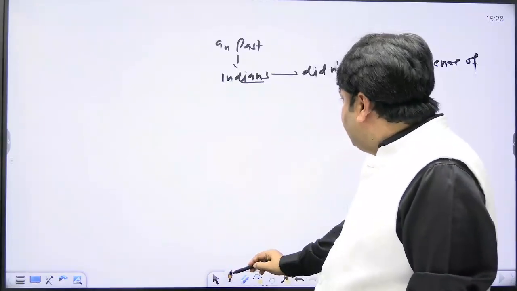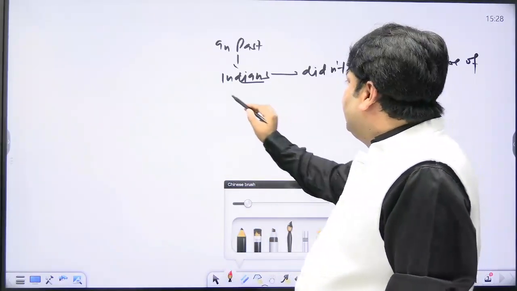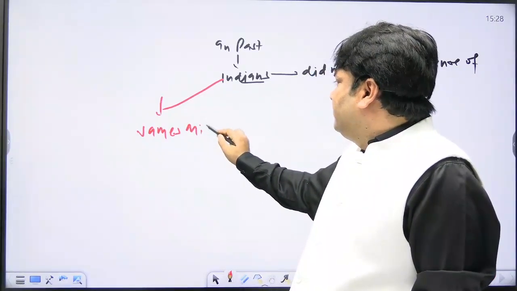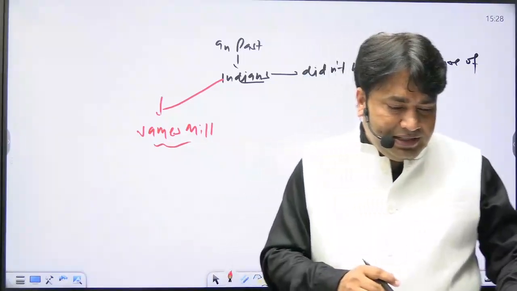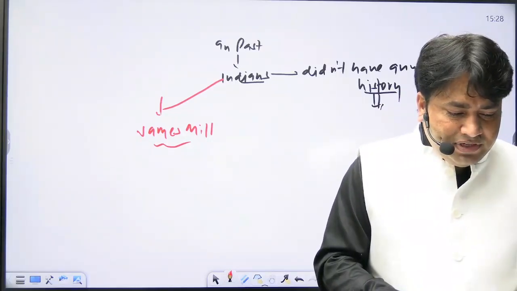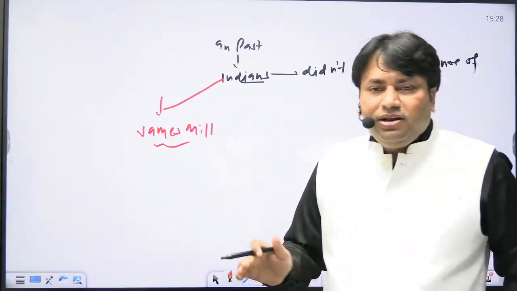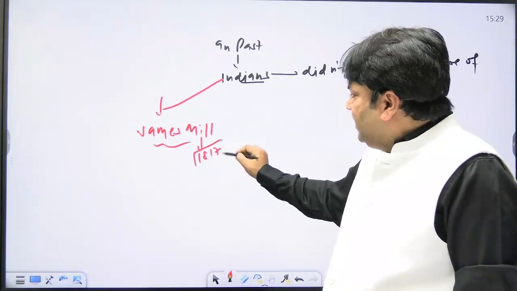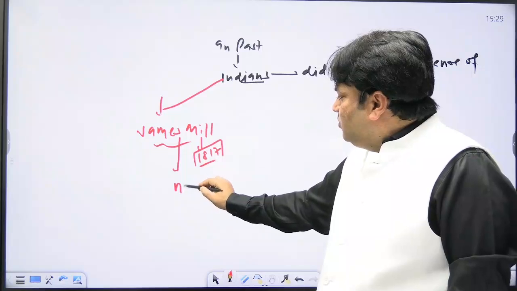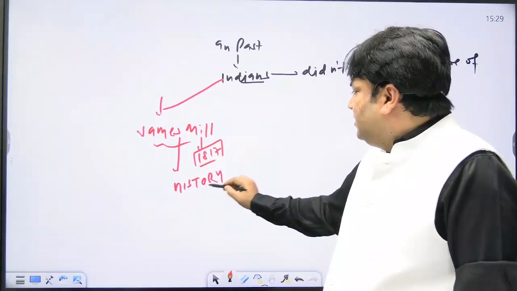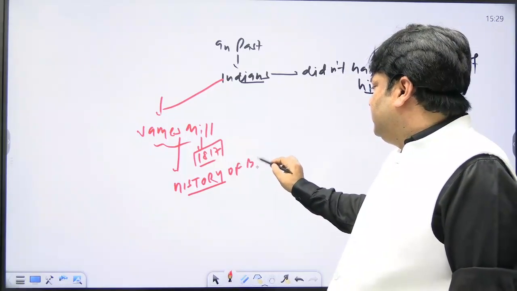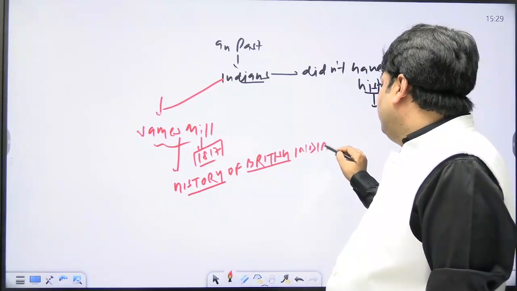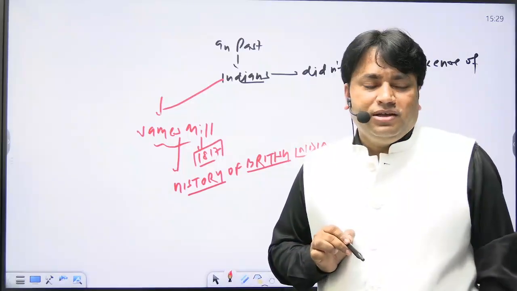Now, the second important point is that you must have heard the name of James Mill. I think many of you have heard the name of James Mill. James Mill wrote a book, and this book was first published in the year 1817, and the name of this book was History of British India.